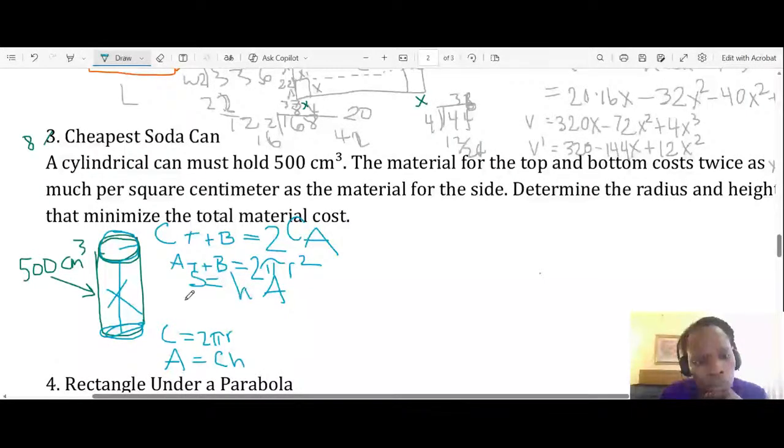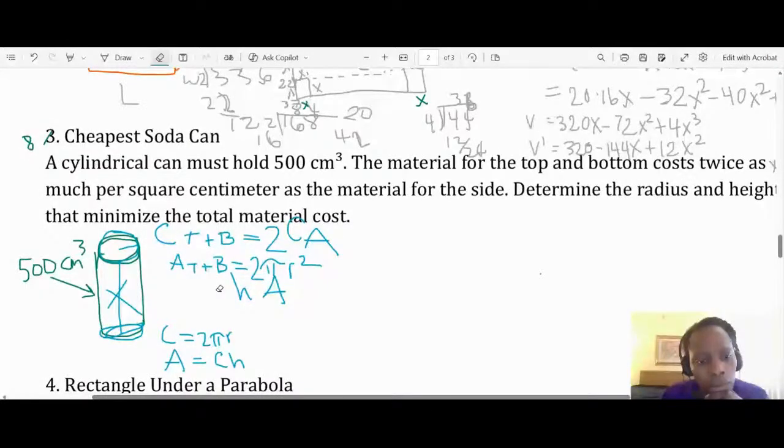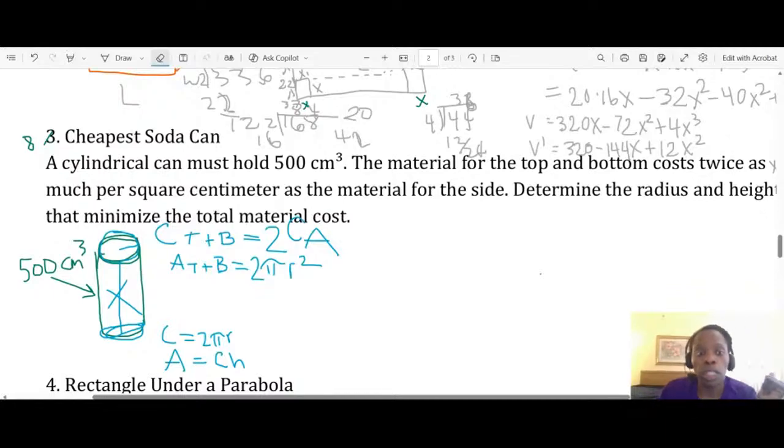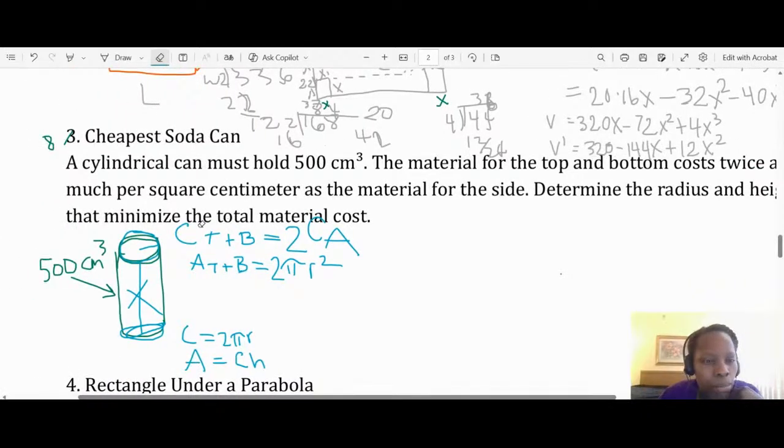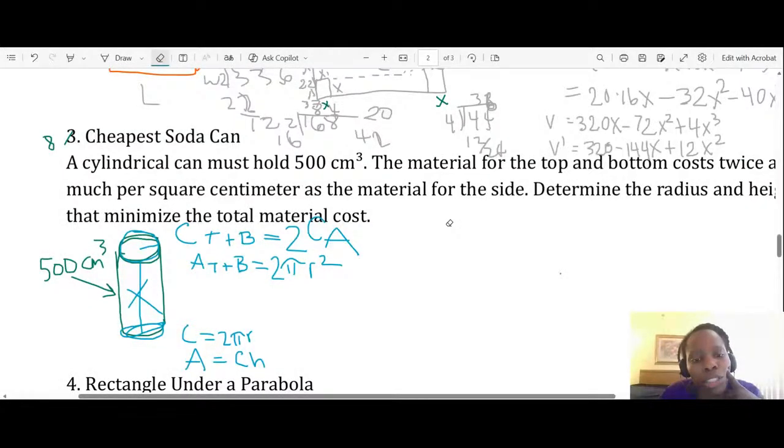Yeah, let me erase that. It's kind of okay. All right. So that's that. The radius and the height that minimize the total material cost. Okay. We want to minimize it. See if we can figure out what we're talking about here.